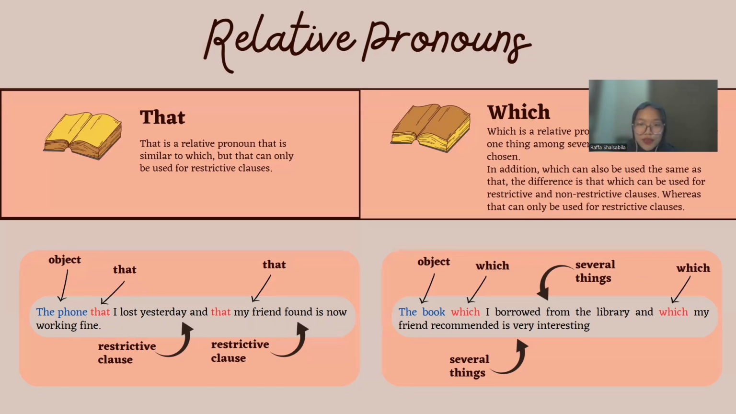The adjective clauses describe the book. Which I borrowed from the library explains that I borrowed the book from the library. Which my friends recommended explains that the book was recommended by my friends. These two clauses are connected by and, and they both describe the noun the book. The main clause is the book is very interesting. Next.